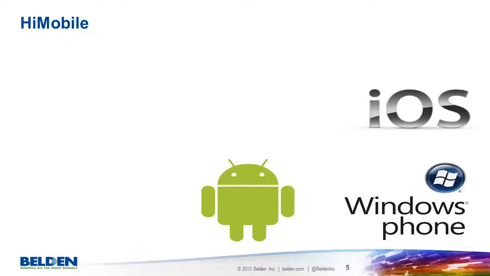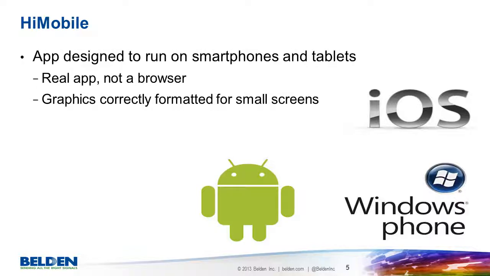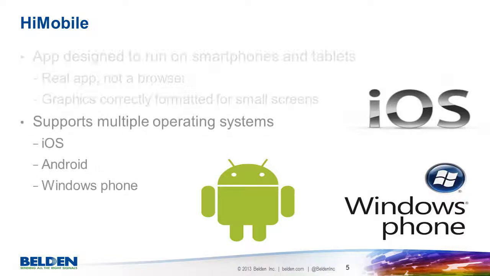So now let's look specifically at HiMobile from HiVision. HiMobile is not just a smaller version of a desktop application. It's been designed from the ground up to run on smartphones and tablets. It's not a browser, it's a real app. All graphical elements have been formatted to compensate for the smaller screen sizes of phones and tablets. Of course, the major mobile operating systems are supported, including iOS, Android, and Windows Phone.